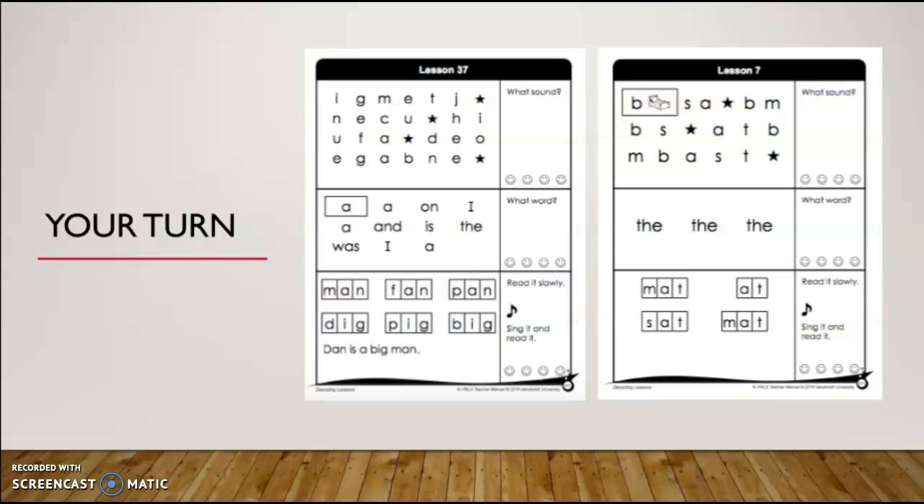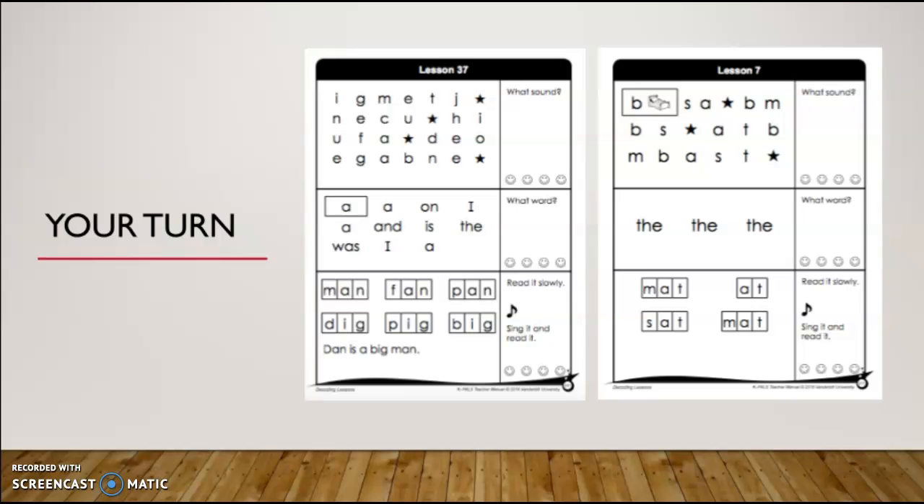Now it's your turn. In front of you, you have two lessons, Lesson 7 and Lesson 37. With a partner, I want you to designate one of you as a coach and the other as a reader, and practice this model as if you were the students. Please make a mistake for your partner to practice the automatic corrective response that you will be able to see on the script provided. You can pause me now and you can do the activity.